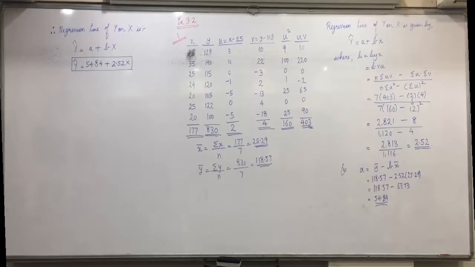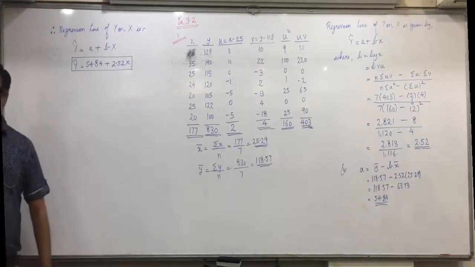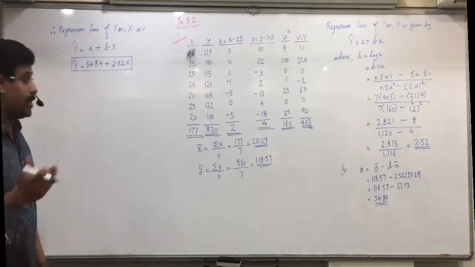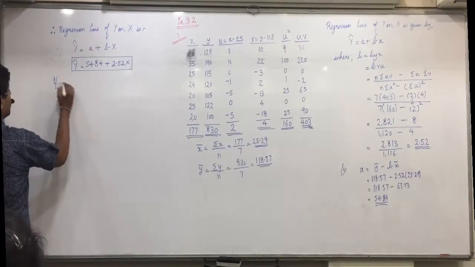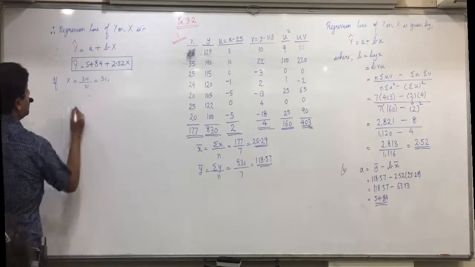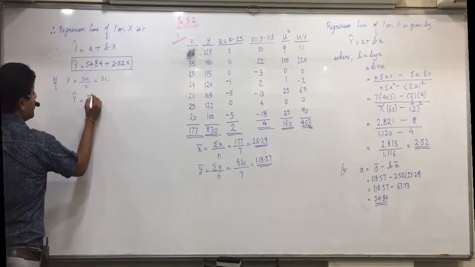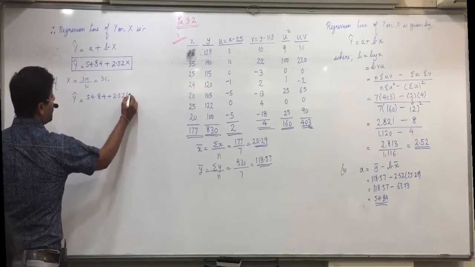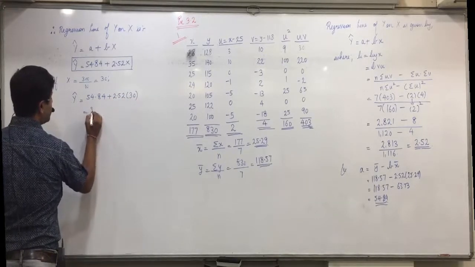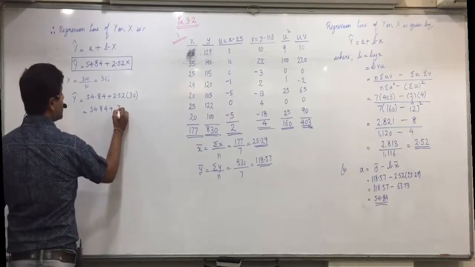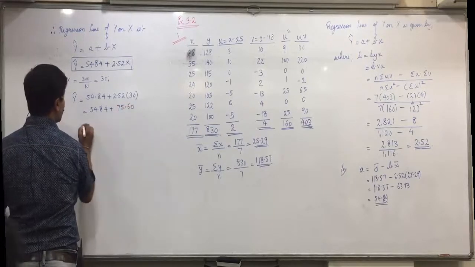Mithul, after that? Then we will put 30. Yes. What is the further question? Estimate the yield when 300 kgs is used, and I told you 300 means what will we substitute? 30. Correct. We'll write if x equals 300 divided by 10, that is 30. Then y cap equals 54.84 plus 2.52 into 30. 54.84 plus 75.6.